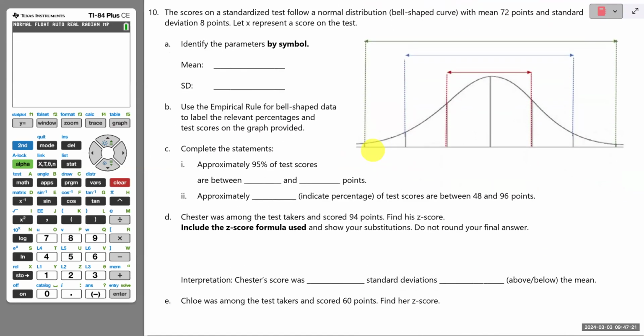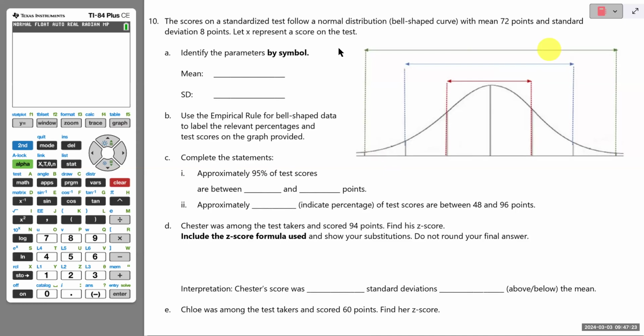So number 10, we have scores on a standardized test that follow a normal distribution. So that's our bell-shaped curve where most of the data is in the center of the graph, and then it tapers off in terms of number of data values as we go to the left and right of center. All right, and they tell us that the mean on this standardized test was 72 points with a standard deviation of 8 points, and we'll let X represent a score on the test.